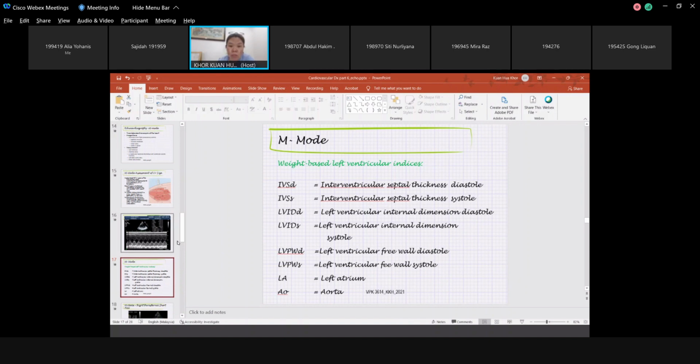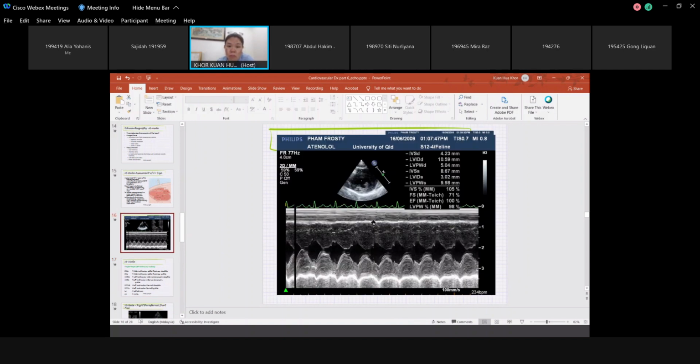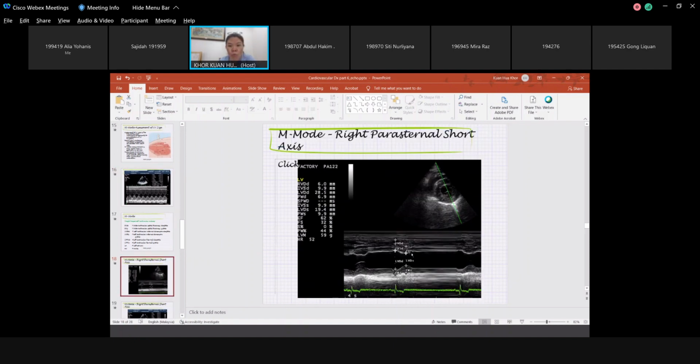Okay, so this one you just have to read through. Interventricular septum at diastole, interventricular septum at systole. Left ventricular internal dimension, LVIDD, at diastole, and left ventricular internal dimension at systole. Left ventricular free wall at diastole, left ventricular free wall at systole. So you just need to play the video over and over again to see what I refer to.